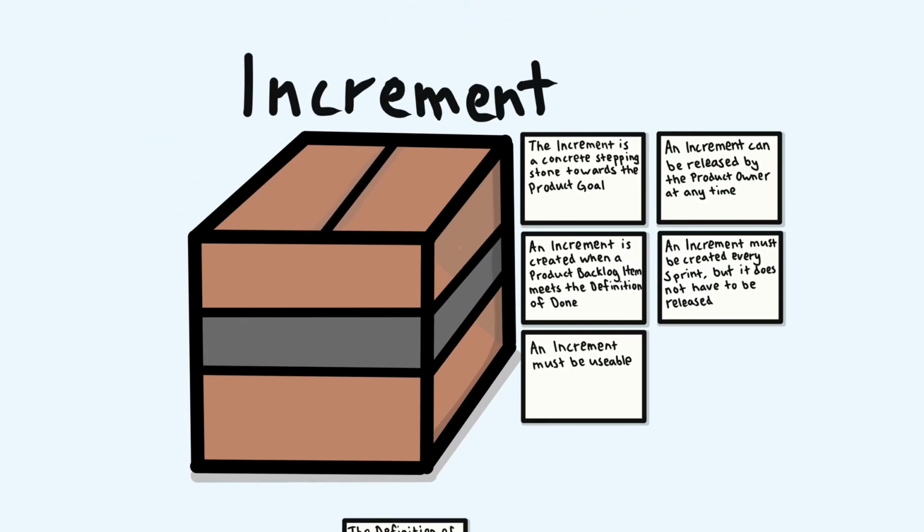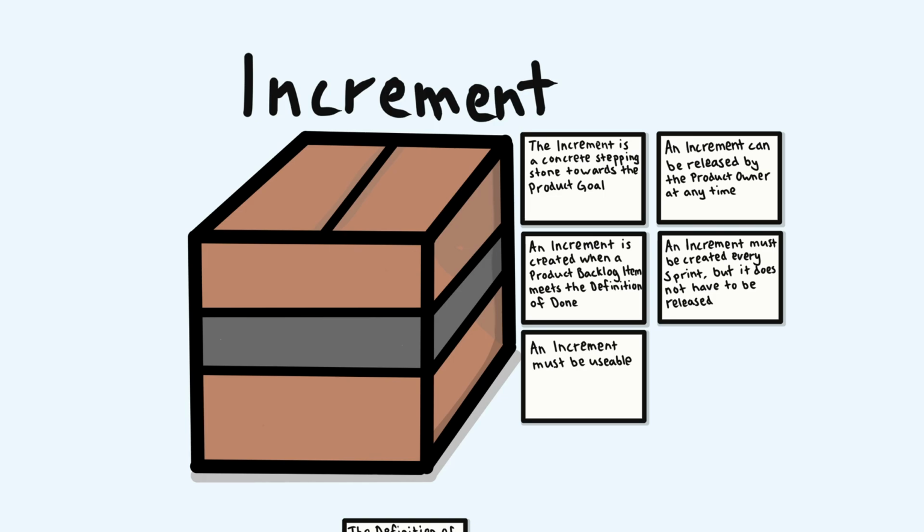Now for the increment. It is the artifact which acts as a concrete stepping stone towards the product goal, and is the only true measure of progress that the Scrum team and stakeholders should rely on. An increment is created when a product backlog item meets the definition of done, without breaking any prior increment. An increment can be released by the product owner at any time during the sprint.